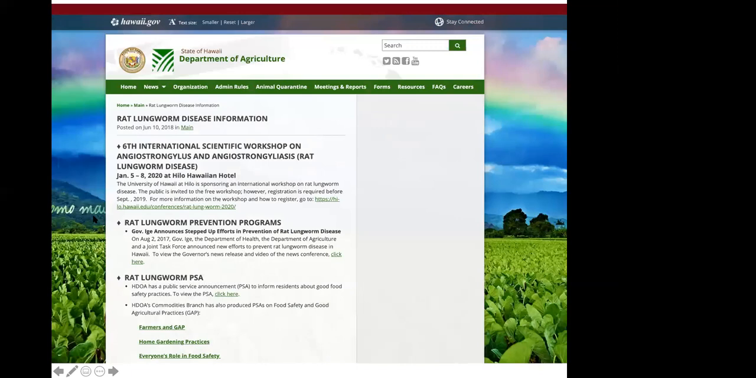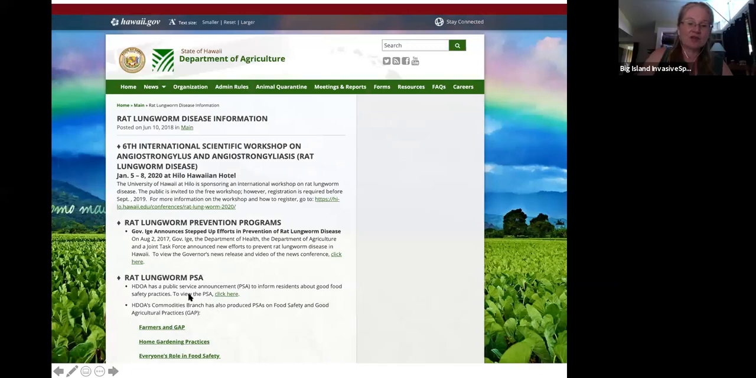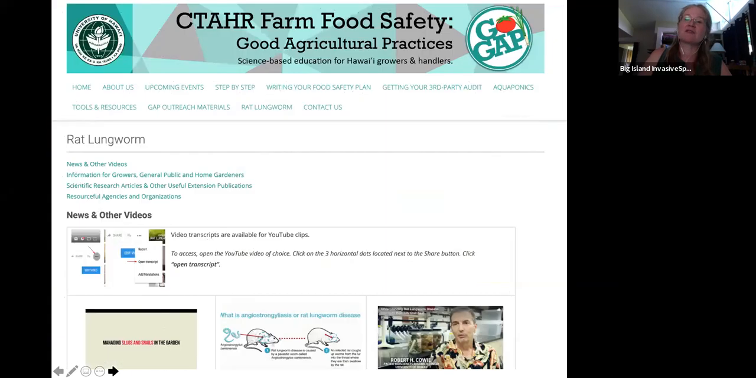The Department of Ag has a page that has some really good information, especially if you're a farmer or a gardener. They have really specific information for that. One of my favorite pages is from the Extension Service of the university, CTAHR. They just redid this page about a year and a half ago and made it ADA compliant. And it really has everything categorized by what your interest area in rat lungworm might be. So there's videos, there's downloads, there's handouts, there's all kinds of stuff on there. And I really like that page a lot. It puts a lot of information in there for you.